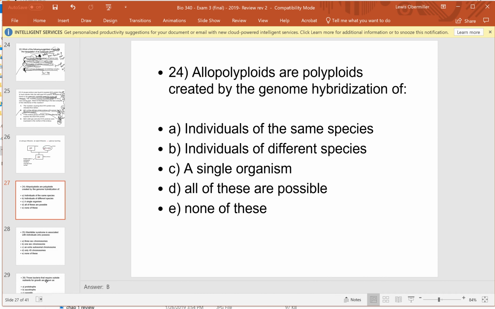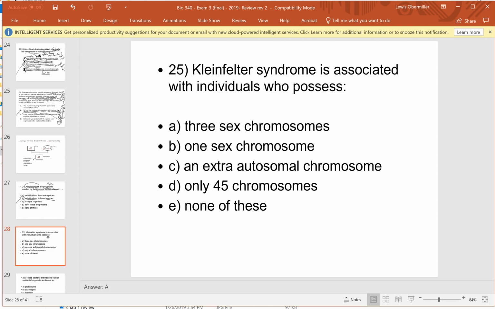And this just shows that. Polyploids created by hybridization of individuals from different species make allopolyploidy, remember we talked about this. If it's the same species, it's auto, so the answer is B. Klinefelter is associated with individuals that possess X, X, Y, so they have 47 chromosomes, which is 8.